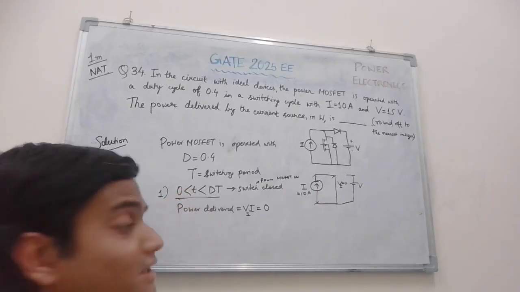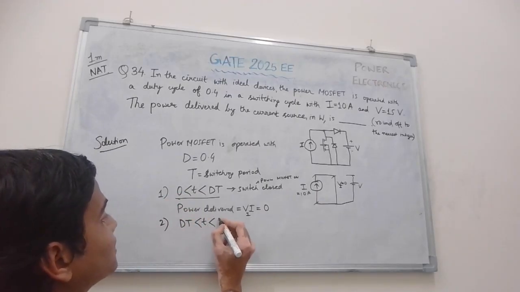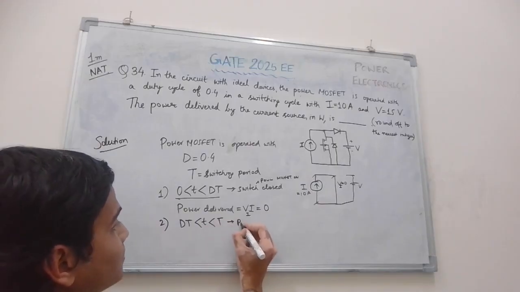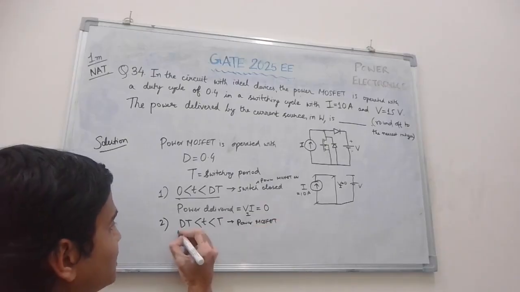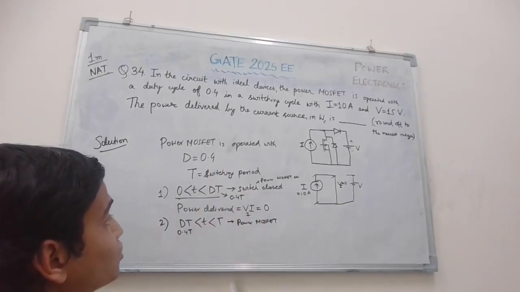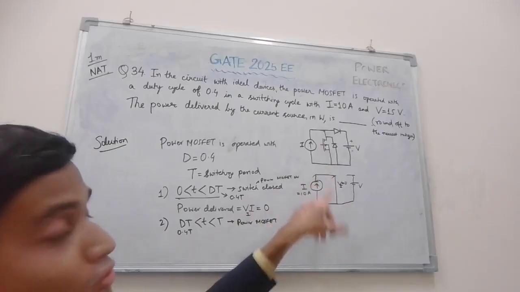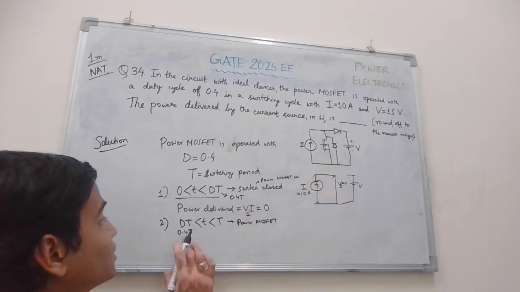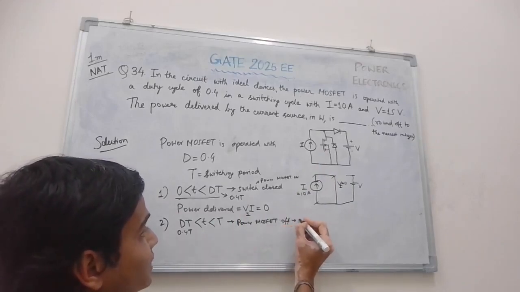Now there will be another interval, dT to T, for which the power MOSFET will be off. It is 0.4 here, D is given as 0.4. So 0 to 0.4T, switch closed, power MOSFET on, so power delivered is 0. There is no voltage across the current source. And for the time between 0.4T and T, the power MOSFET is off. That is switch open.